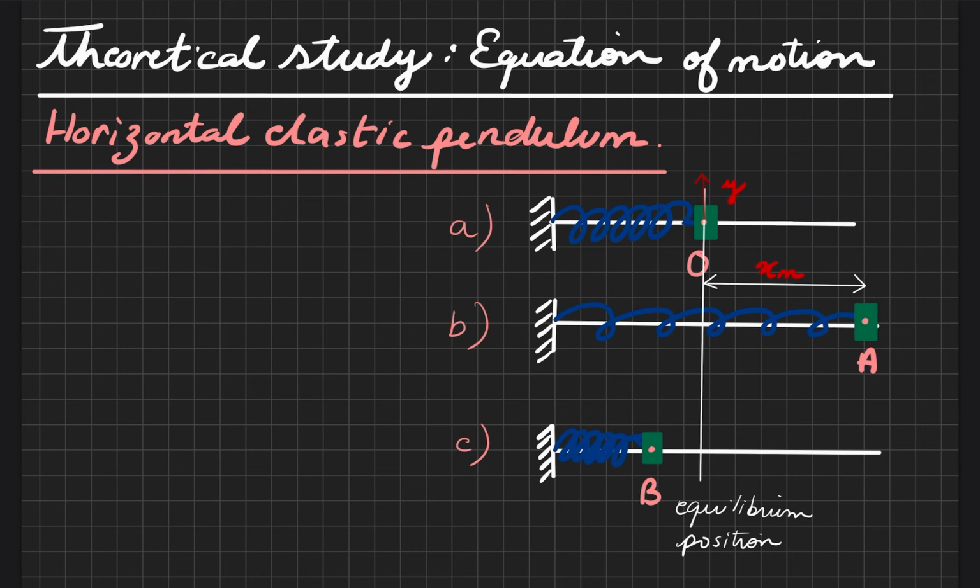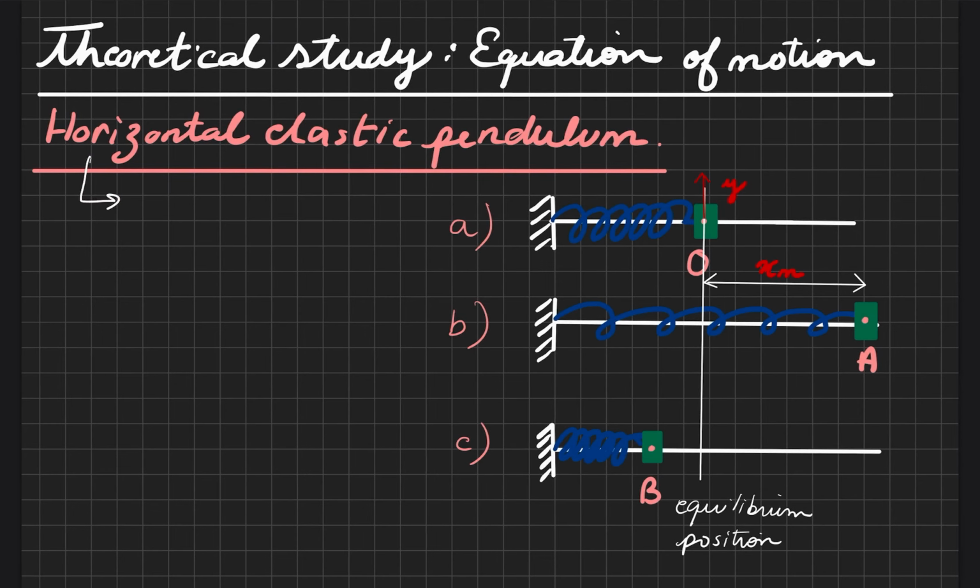First, just to give you a small note, a horizontal elastic pendulum is simply a spring block system. Okay, so we start with figure A.